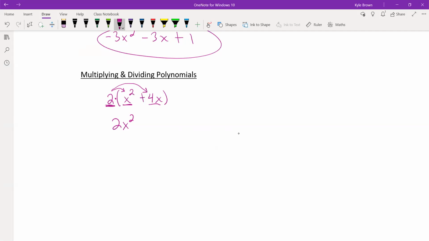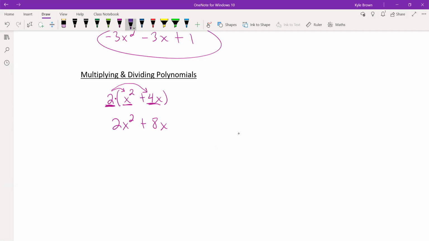Okay, for the next part of my rainbow there, we're going to have 2 times 4x. So all I can do is multiply the number by the coefficient. So 2 times 4 is 8. And then the x doesn't really change. And it's positive, right? So positive 8x. And there you go. We multiplied the polynomial.